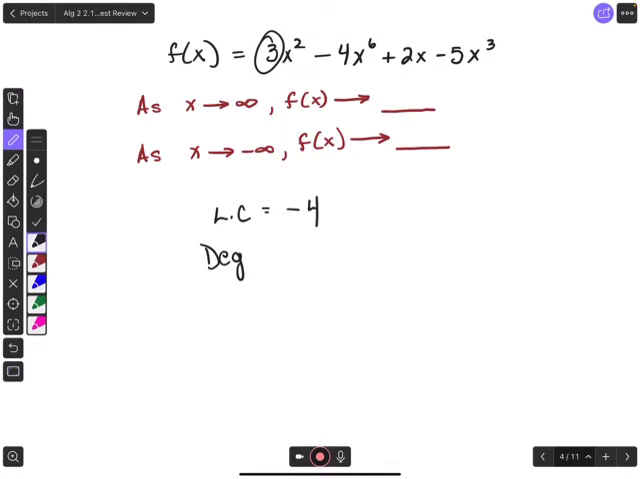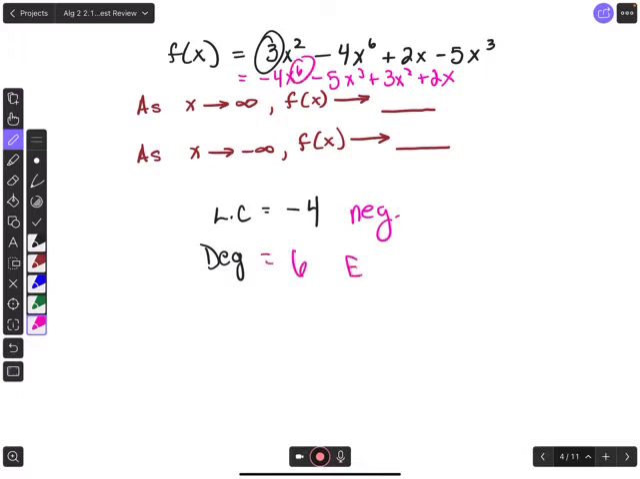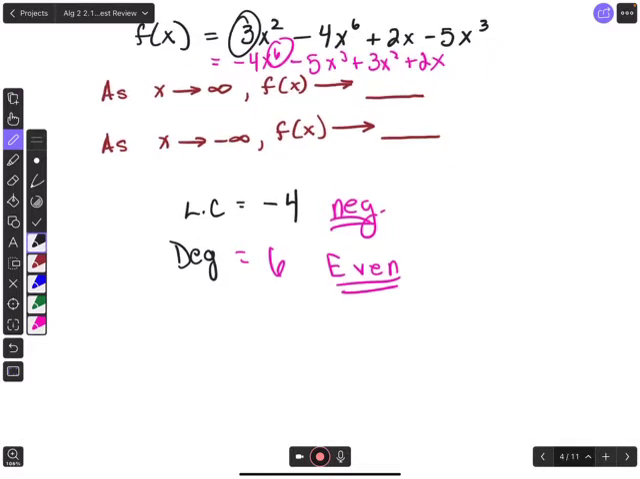So in standard form, this would actually be negative 4x to the 6. Then comes negative 5x cubed. Then the 3x squared plus 2x. Remember, standard form, we have to go in order of highest exponent to lowest. Our lead coefficient is negative 4, so it's a negative lead coefficient. Our degree is 6, which is even. Okay, the even tells us the ends go in the same direction. The negative tells us the right-hand side goes down first.